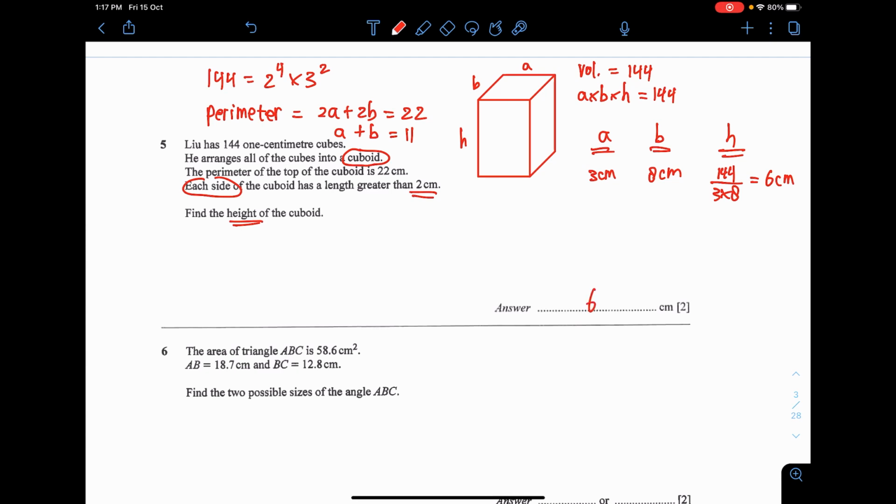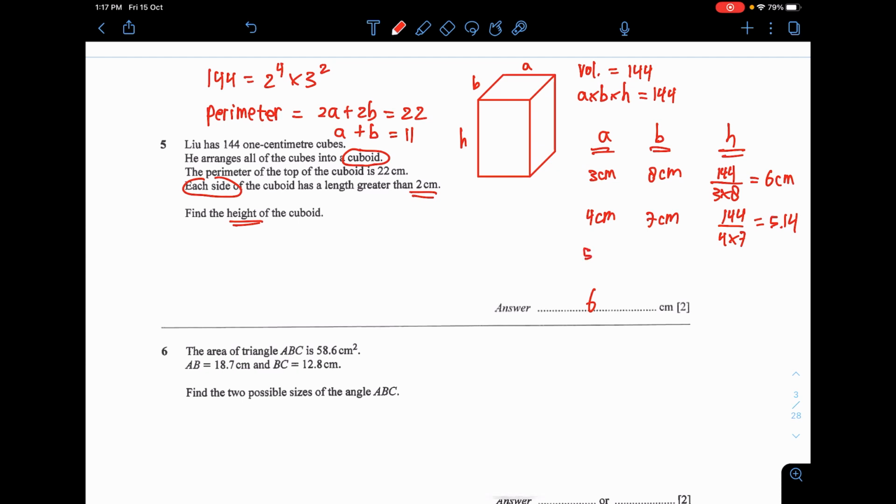Now, if you are wondering whether this is just a lucky guess, what if I try 4 cm? Is there anything weird going to happen? If A is 4 cm, then B must be 7 cm, and then this one should be 144 divided by 4 times 7. I believe this is going to be a decimal. Yeah, I'm going to get 5.414 cm. So it doesn't work when you have 4 cm.